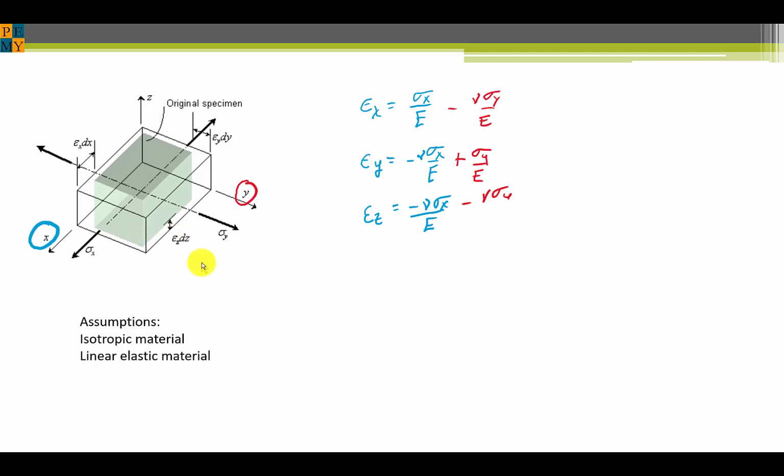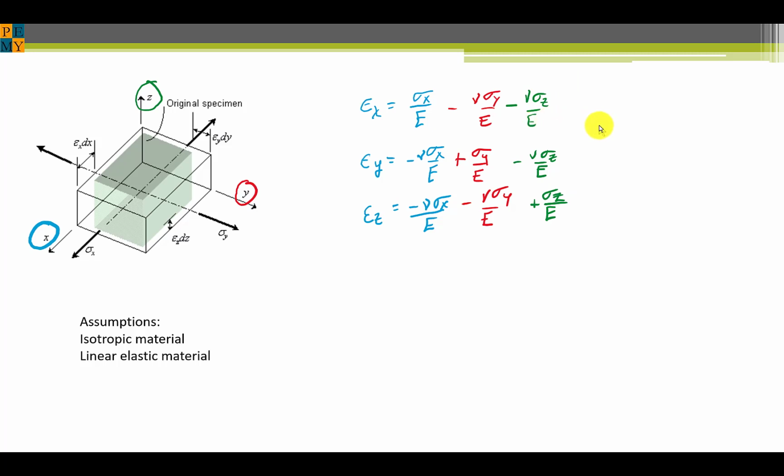Now let's consider the y direction. If we have a stress in the y direction, the y dimension will change by sigma y over E, but the strain in the x and z directions are negative nu times sigma y over E for both directions. Finally, if we consider the z direction, with the stress we have sigma z over E, and then negative nu times sigma z over E in the other two directions.